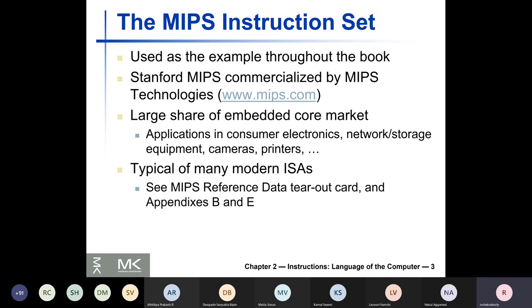MIPS is a commercially available technology. It's the name of a company actually. I think it was founded by Professor John Hennessy from Stanford, either Hennessy or Patterson, one of them. I think it was John Hennessy. He started this company and it is still sold. It is sold in the embedded market, for example, in consumer electronics, network storage equipment, cameras, printers, etc. But of course, it is not a mainstream microprocessor for your PC.